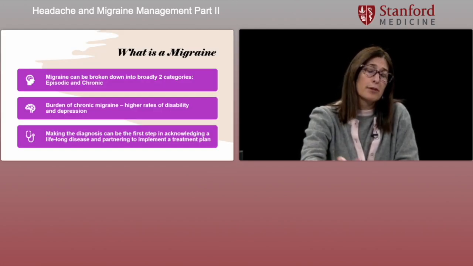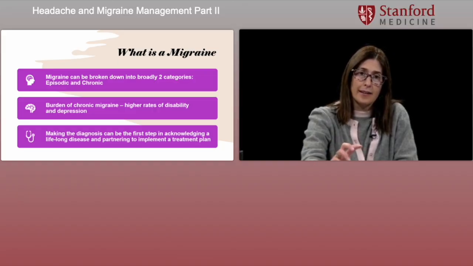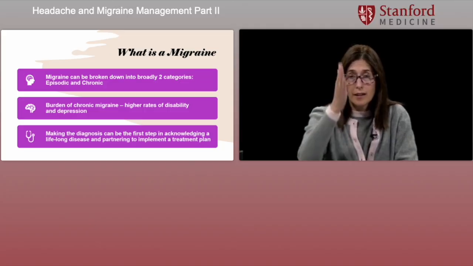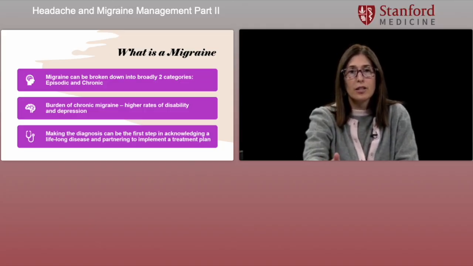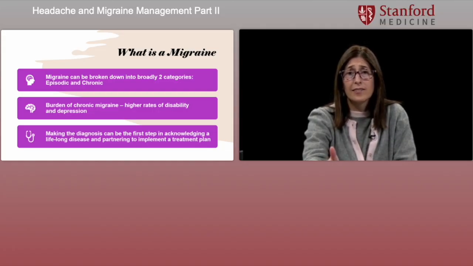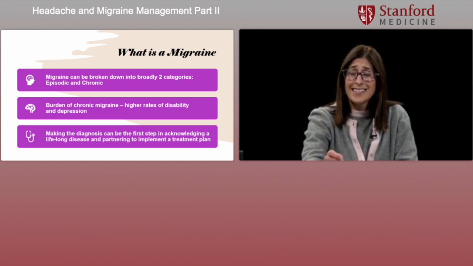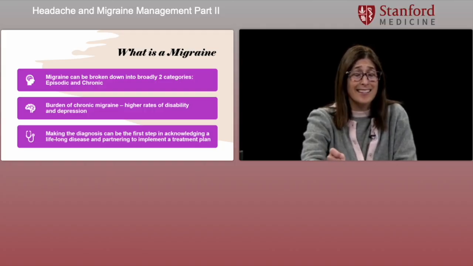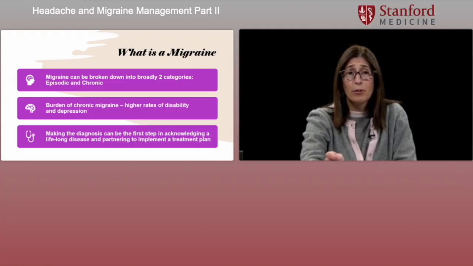All right, so migraine can be broken down into 2 categories, episodic and chronic. Episodic means you're having less than 15 headache days per month, and chronic is more than 15 headache days a month. And it's a little bit of an arbitrary dividing point, but we do see that there's much higher rates of disability and depression in people who have chronic migraine, and that's probably due to lack of effective treatment. And so we really want to get those patients into treatment as soon as possible. And making the diagnosis is the first step in acknowledging this challenge. I don't want to say disease, but this is a health challenge, and it can last a lifetime. And it is very important that you partner with a health professional to make a treatment plan.